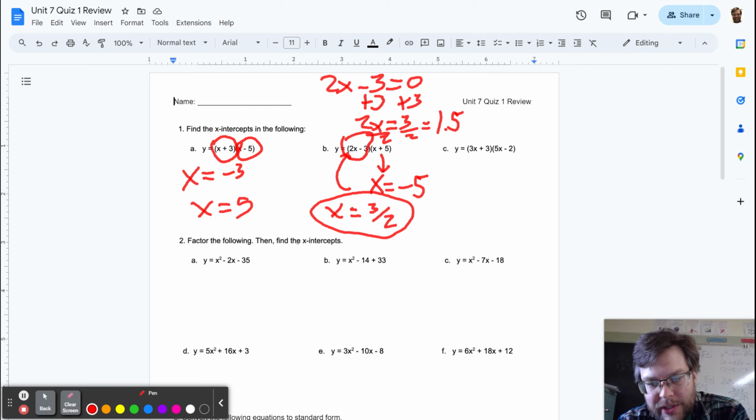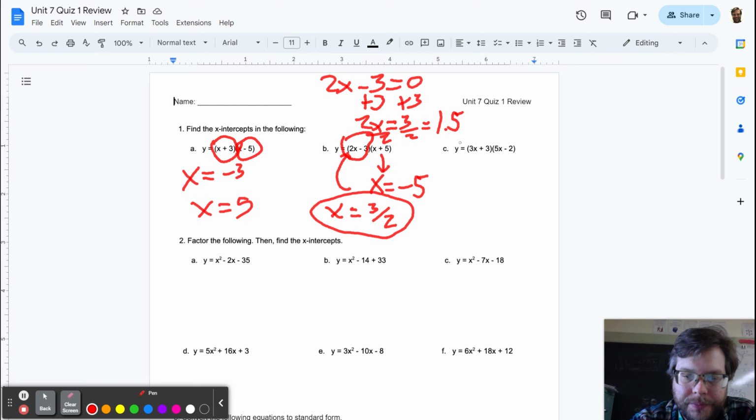Imagine it said just x minus 3. Then your answer would be positive 3. But it didn't say just x minus 3. It said 2x minus 3. So you divide by 2. That way you can counteract the times 2.